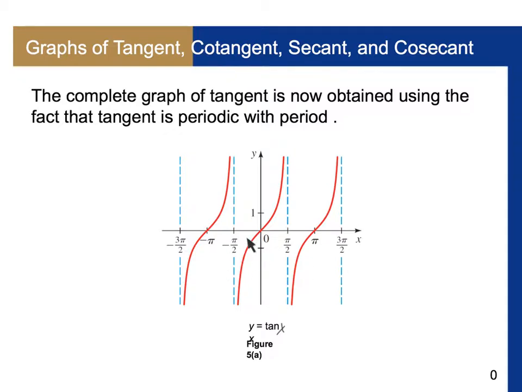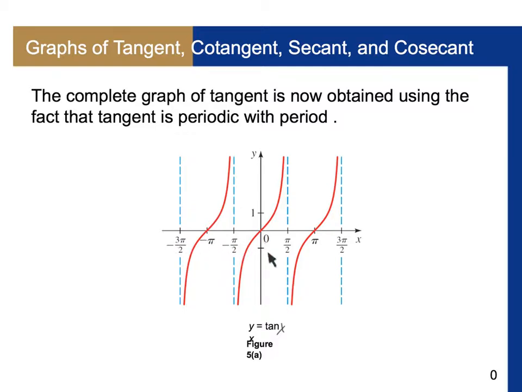Now we look at a couple of cycles. Here's our cycle that was in the middle, going from minus pi over 2 to plus pi over 2. Then the next cycle would go from pi over 2 to 3 pi over 2. Notice that's a cycle of pi, because pi over 2 to 3 pi over 2 is the length of pi. And then the one to the left would go from minus 3 pi over 2 to minus pi over 2.